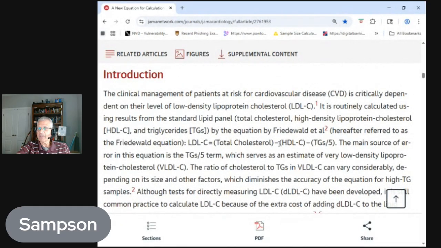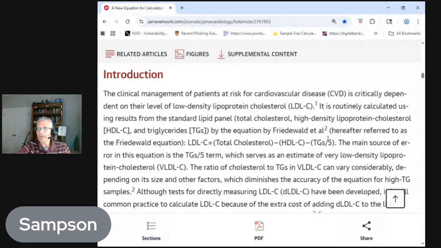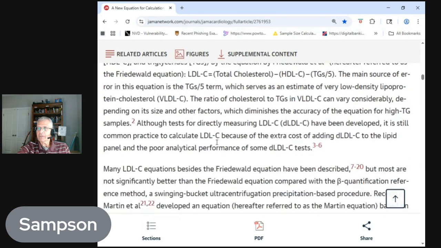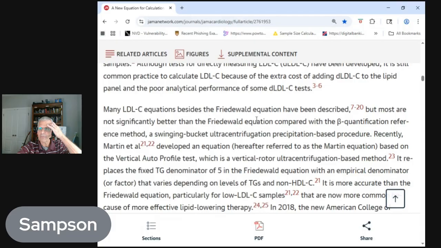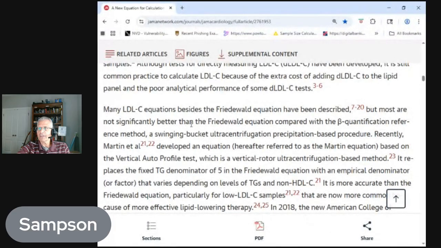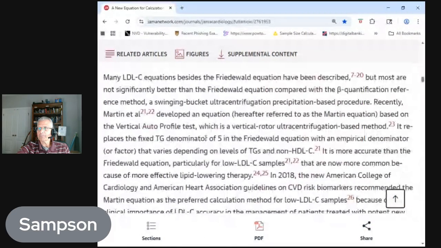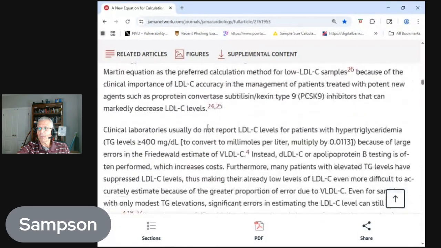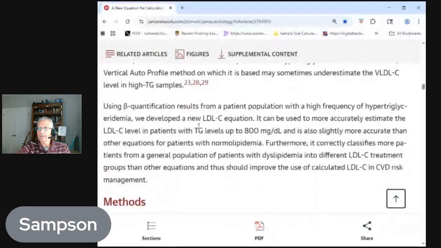Total cholesterol minus HDL-C minus triglycerides over 5, right? The main source of error is triglycerides over 5, they think, which serves as an estimate of very low density lipoprotein, VLDL. So now they're saying that other equations have been described, but most are not significantly better than the Friedewald equation compared with the beta quantification reference method, whatever it is. So they're going to talk about these.